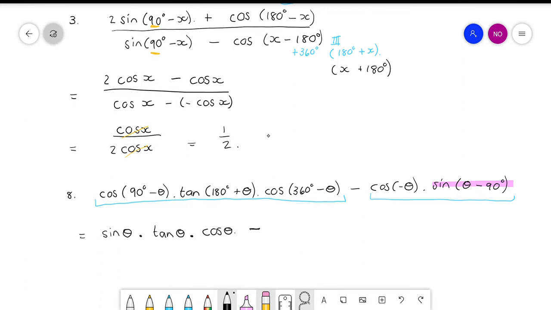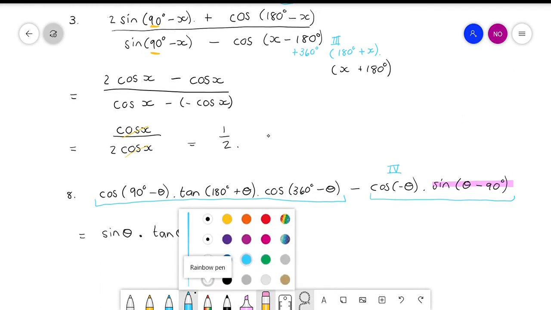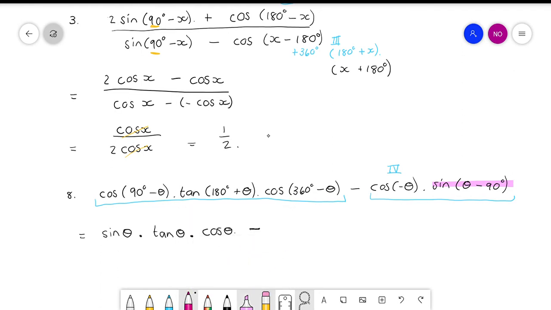Then for this one, cos of minus theta, we said it is in the fourth quadrant. Do you remember? Because that one is in the fourth quadrant, it'll be positive. People like confusing this one. So this minus was there. This function is a positive function, even though it has a minus there. You can't just take out the minus.